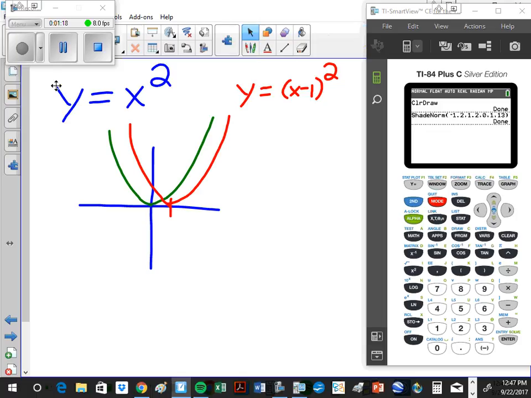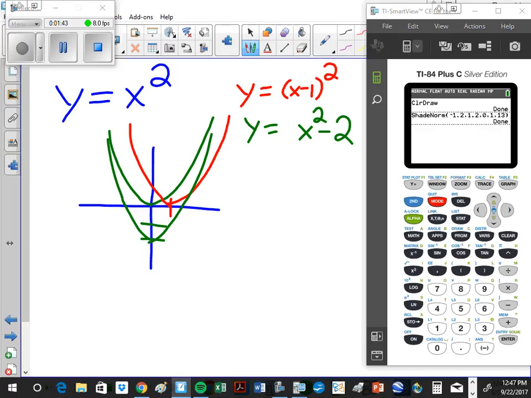Okay? What if I had y equals x squared minus 2? That one affects the y values. It happens outside of the x, after the squared. So we're going to move down 2. The shape is identical.